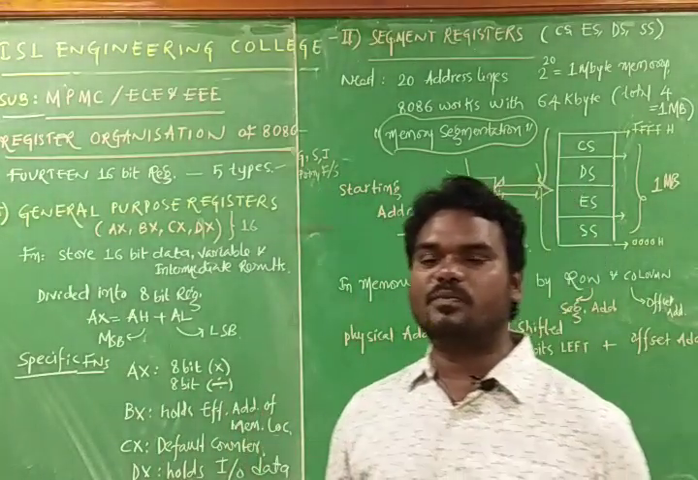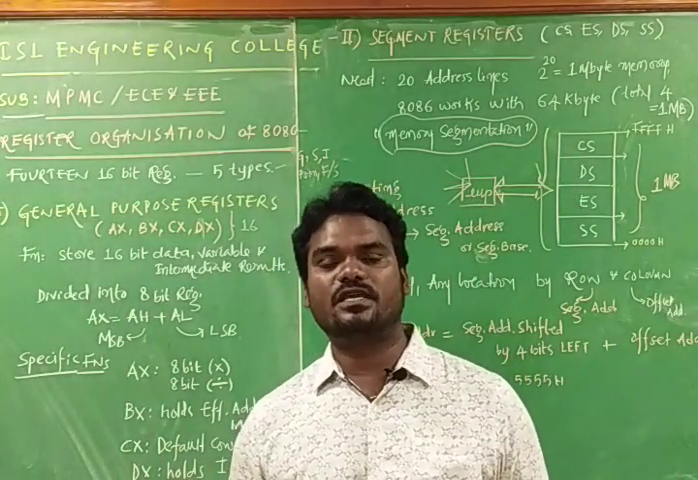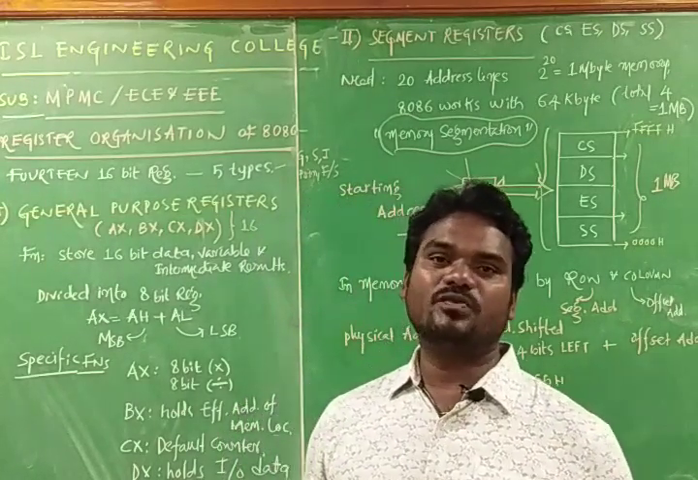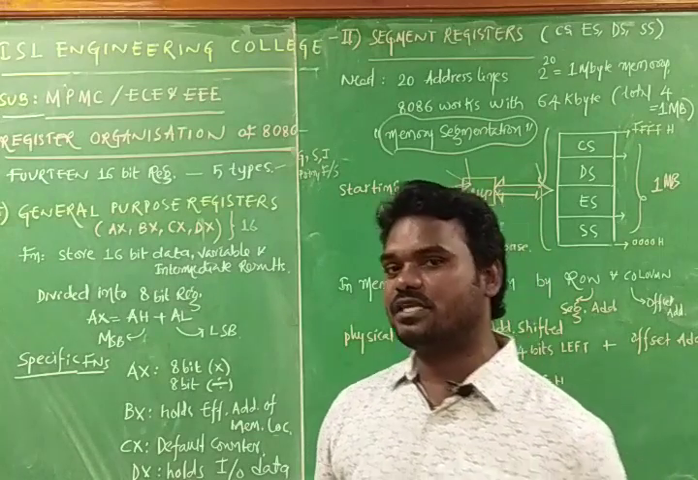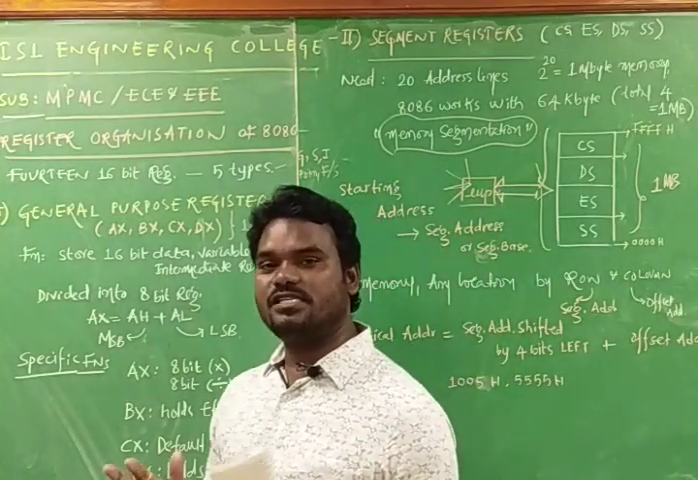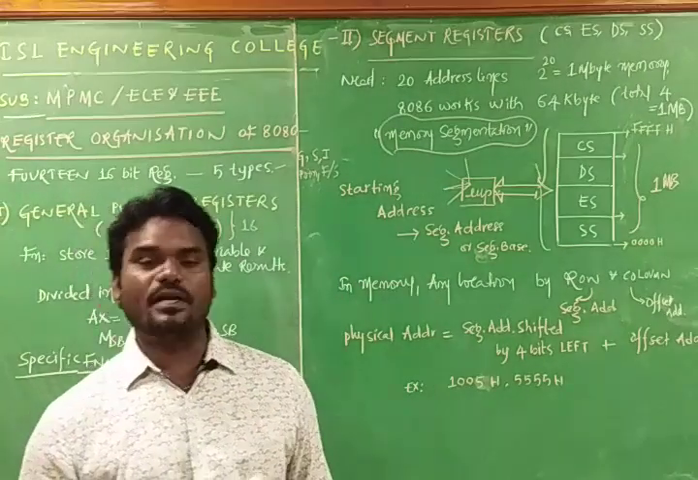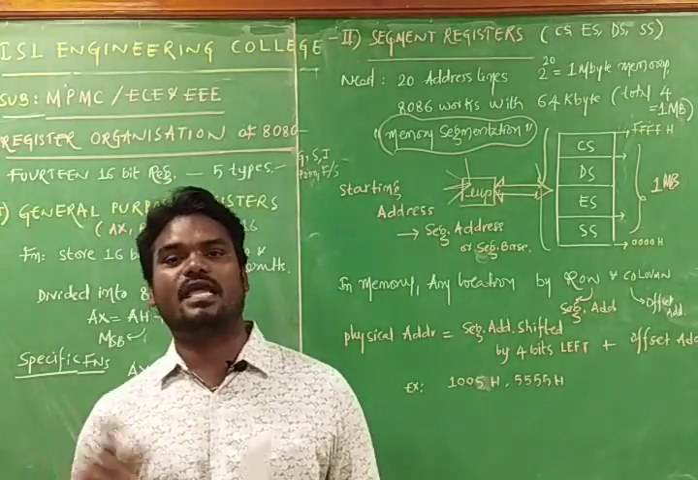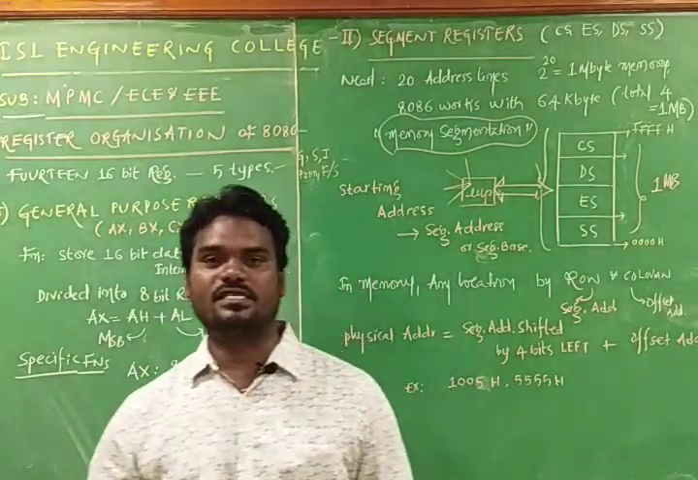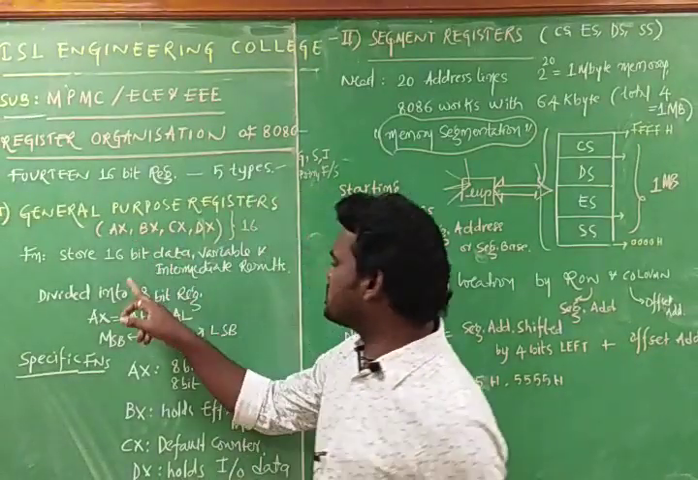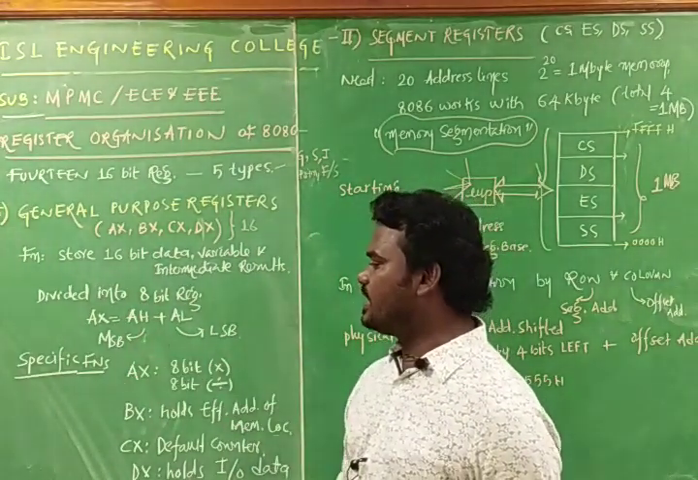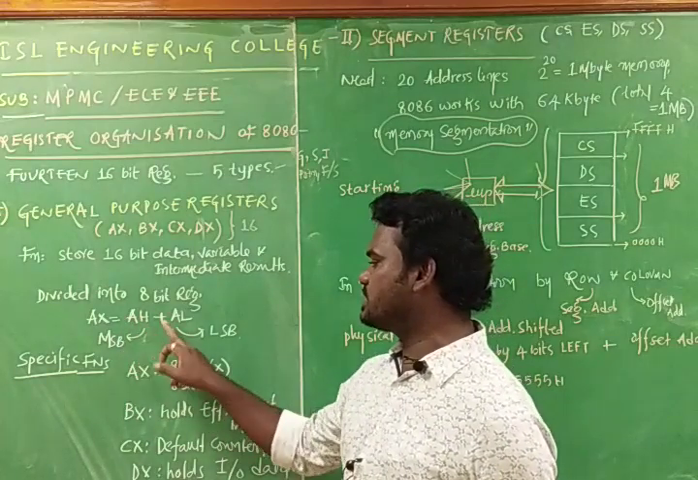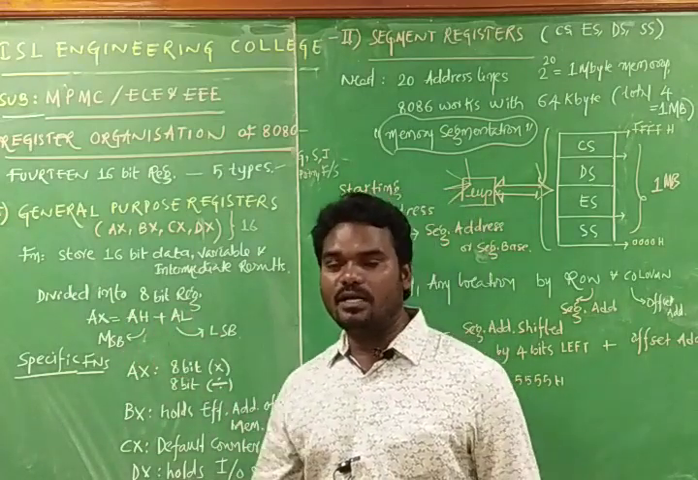All these 4 general purpose registers are 16-bit registers, but most of the time the 8086 microprocessor deals with 8-bit data and 8-bit instructions. In such cases, these 16-bit registers are divided into two 8-bit registers. Totally it is 16 bits, so AX will be divided into AH and AL. AH is an 8-bit register, AL is also an 8-bit register.